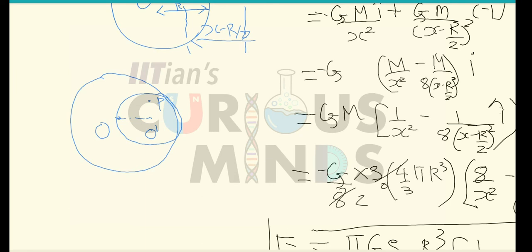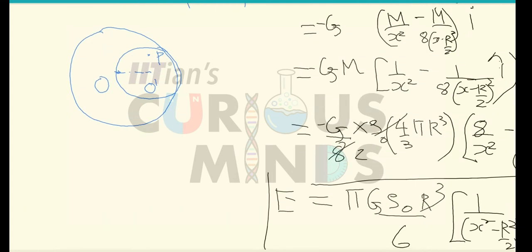Due to the rest of the mass, inside the mass the gravitational field is given by the formula E equals minus gm divided by r cube into x, x being the distance from the center.